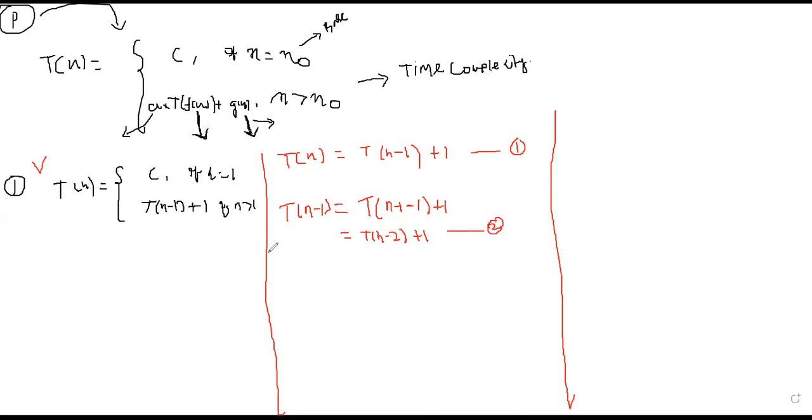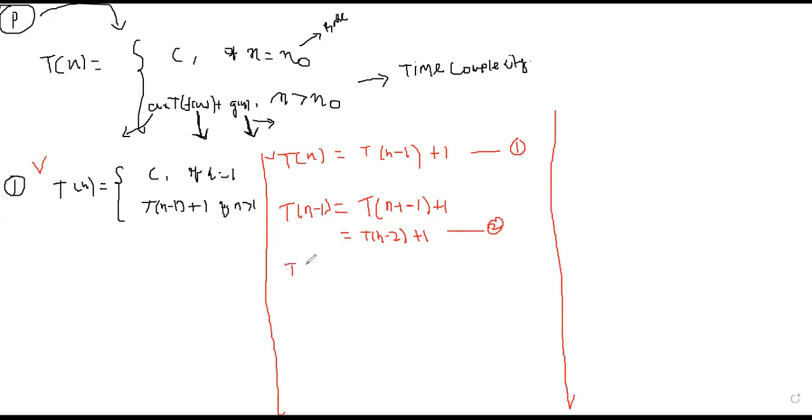Is it clear? Samajh mein aa raha kya kar rahe hai? First T of n is given. In step number 1, in equation number 1, I am finding the value of T of n minus 1. How to find the value of T of n minus 1? In the right hand side, instead of n, I will replace n with n minus 1.